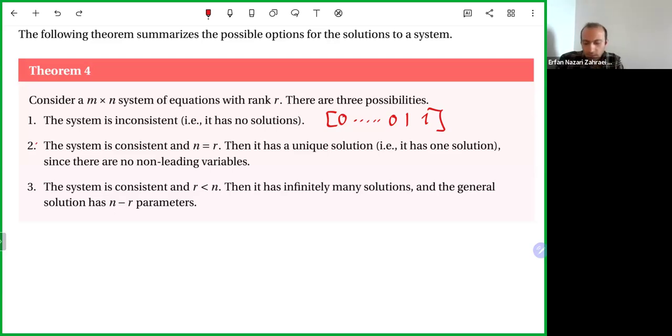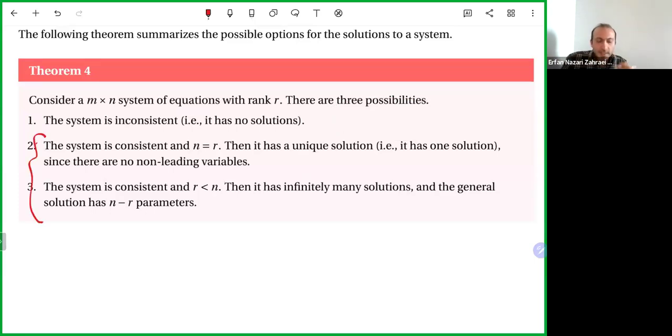In other words, another way of expressing this property is that the rank of the coefficient matrix and the rank of the augmented matrix are two different numbers. In other words, the rank of the augmented matrix is one more than the rank of the coefficient matrix. That also means inconsistency. Okay, that's one case. The system is inconsistent, no solution.